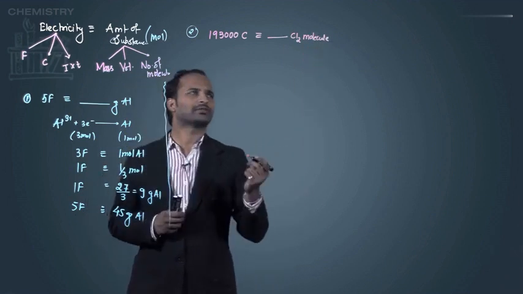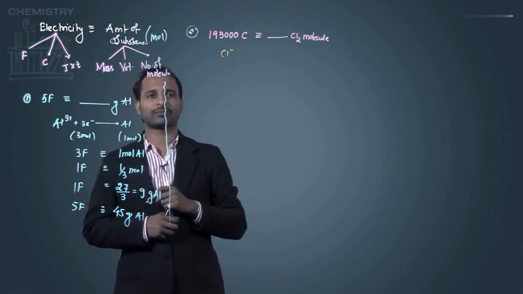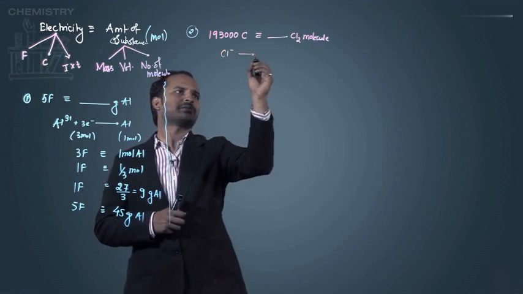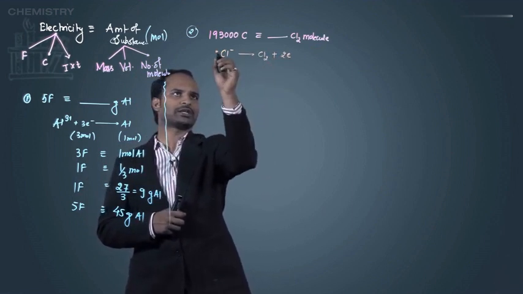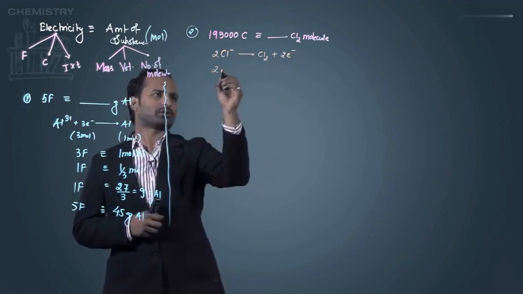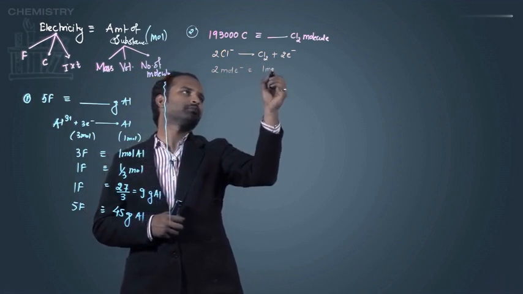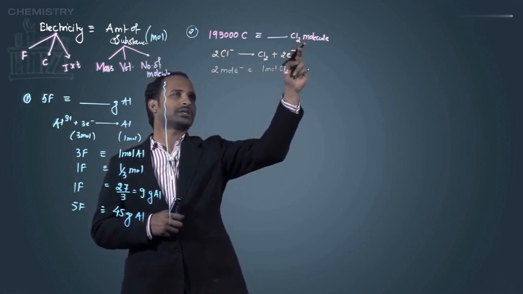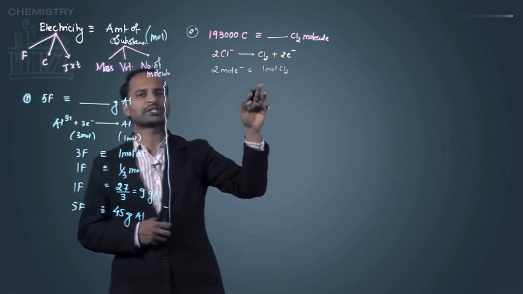Simply again write down the reaction. Cl2 is forming, that means in the solution there will be Cl minus, and that Cl minus will give you Cl, but we know that for Cl2 to form, 2 Cl minus will be needed, so 2 electrons. So 2 moles of electrons is equivalent to 1 mole of chlorine. Now here I want the Cl2 molecules, so convert this mole into molecules.